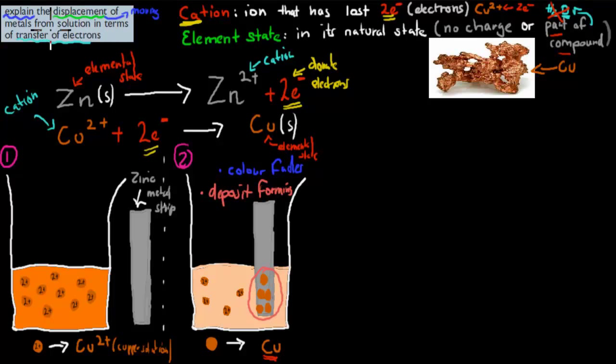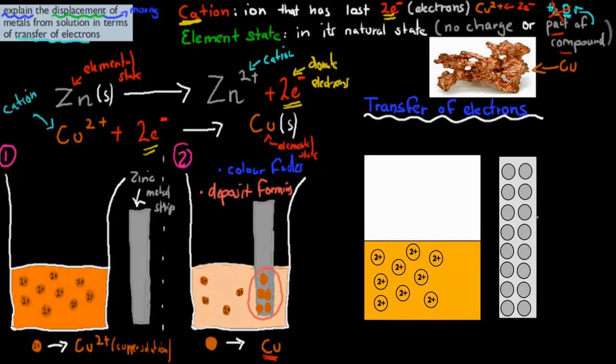Explain the displacement of metals from solution in terms of transfer of electrons. So these copper ion solution particles have left the solution and gone onto the metal. The reason why is because they've grabbed electrons from the zinc. And when they've grabbed these electrons, then copper ions can turn into copper, solid form. And this solid form is visible. It's a metal, and we can see these deposits. So we can see the metal is displaced from solution onto the actual metal strip itself.